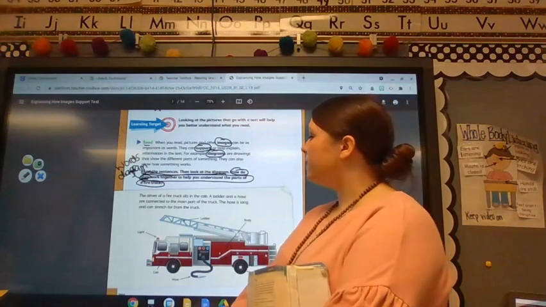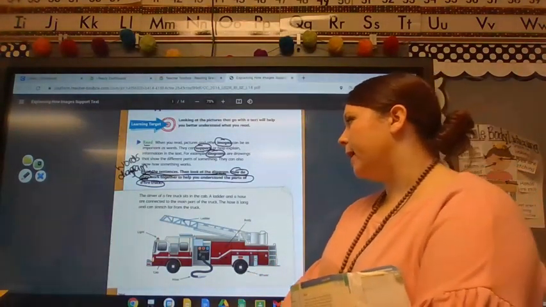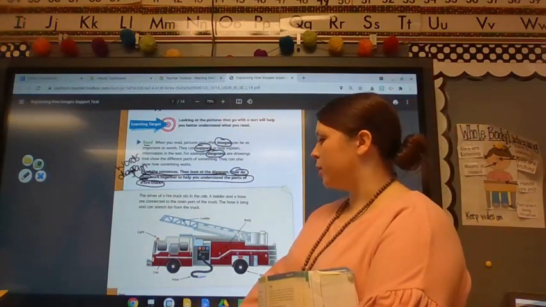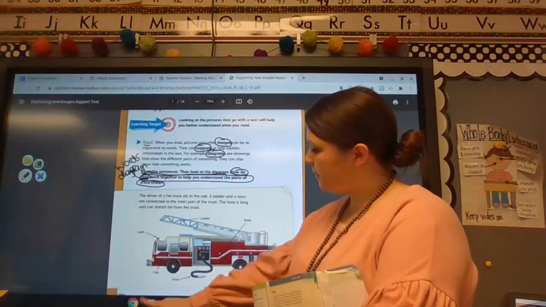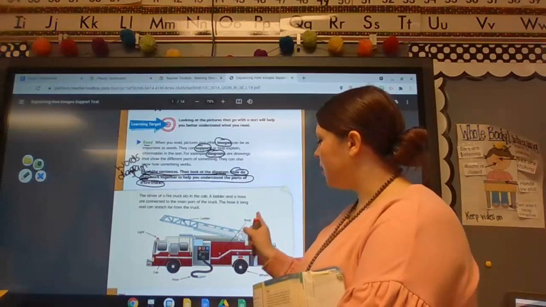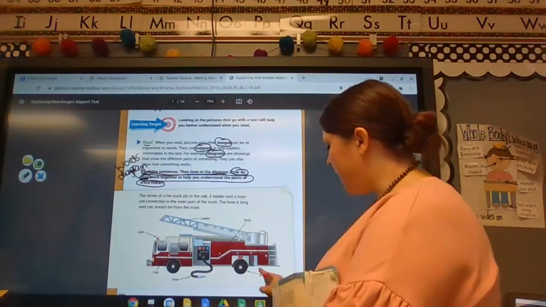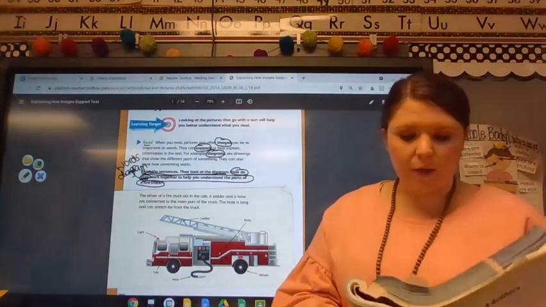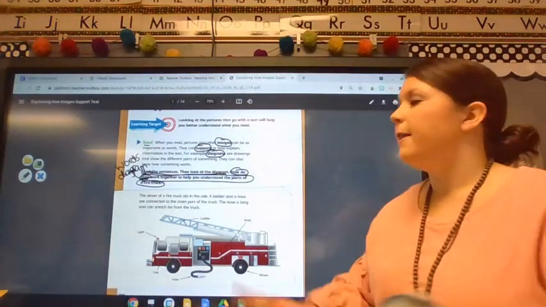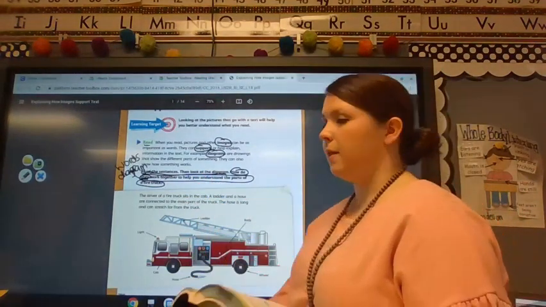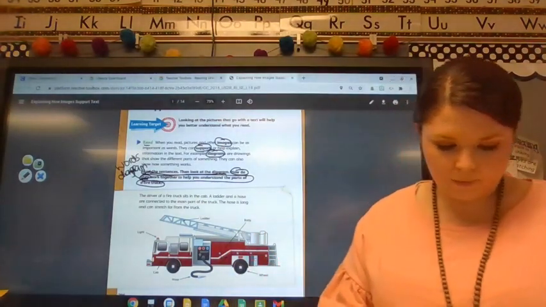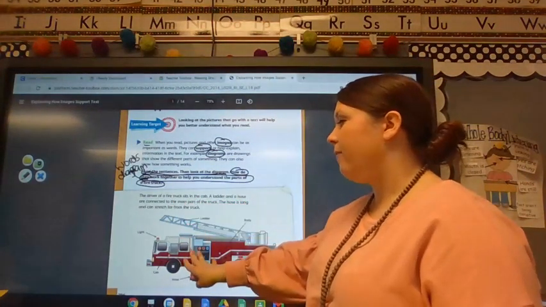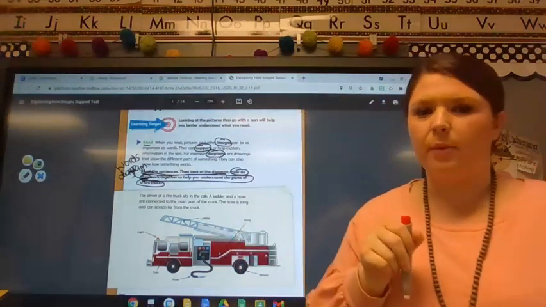So the words say, the driver of a fire truck sits in the cab. A ladder and a hose are connected to the main part of the truck. The hose is long and can stretch far from the truck. We have a light, the cab, a ladder, the body, the hose, and the wheels. Okay? So what we're going to do is we're going to go back through and we are going to look for the things that the words include and the diagram includes. When we read the words from the text, if we have that information in our diagram, we're going to just put a check mark above it, okay?